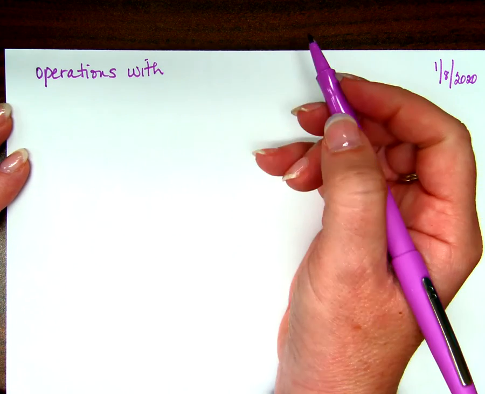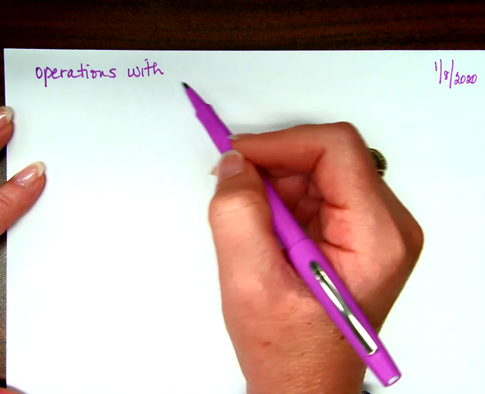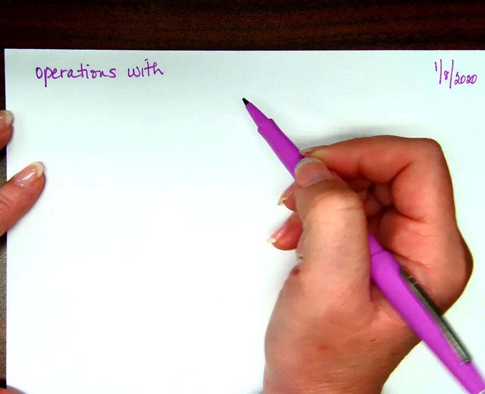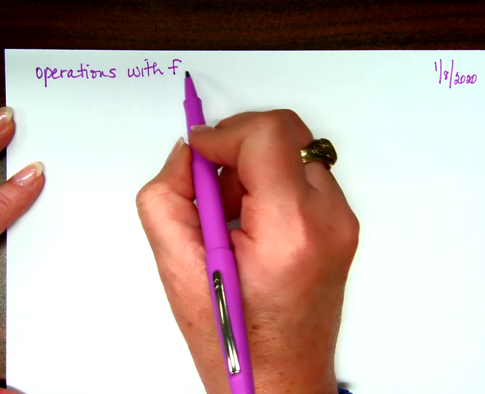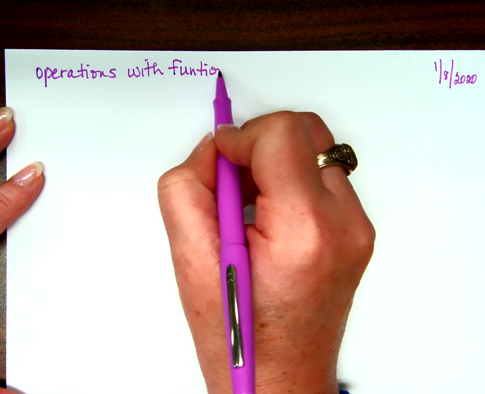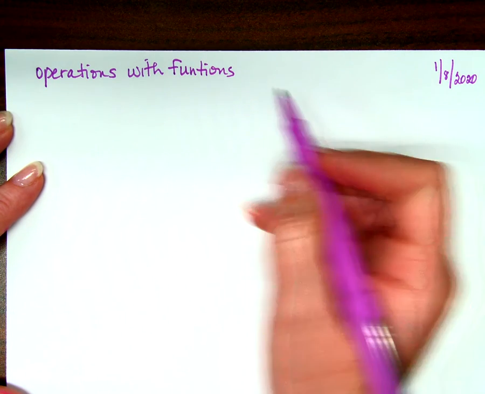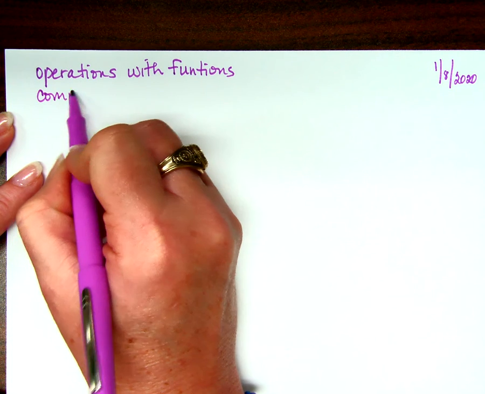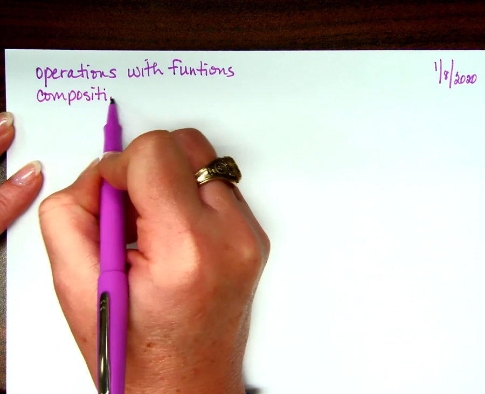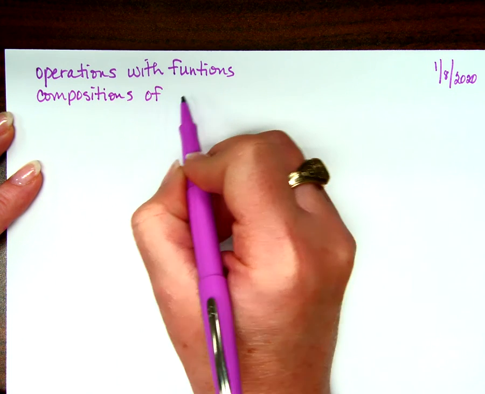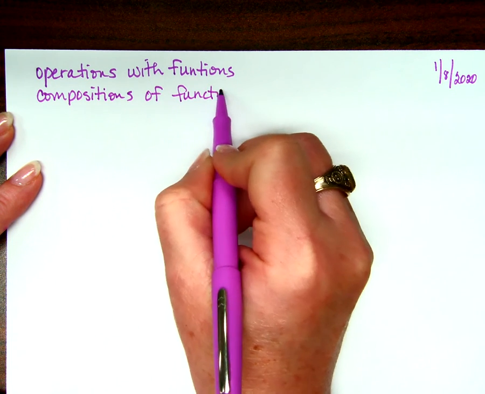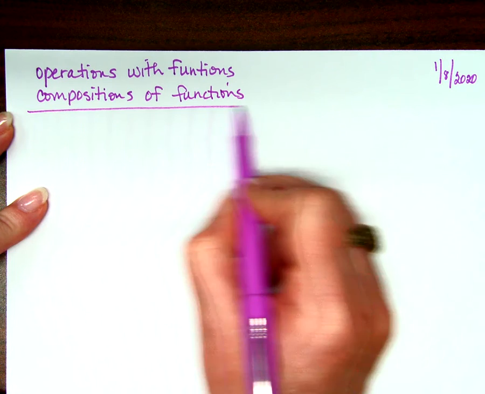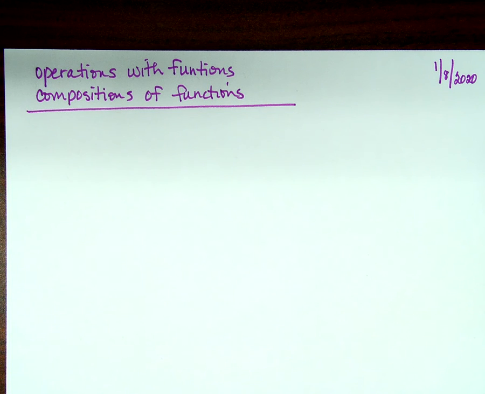Okay, so this has been confusing people all day. I wrote operations with and compositions of functions. It's so I didn't have to write operations with functions and compositions of functions. But I'm going to write that so you're not confused. It's good though. It's all good.